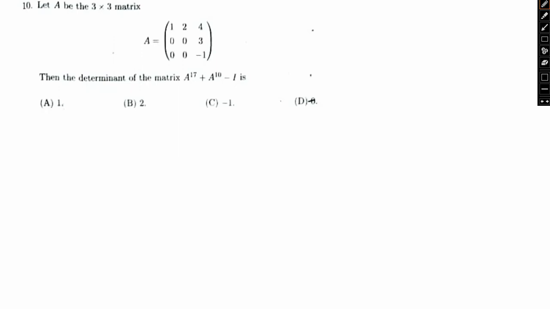So let A be a 3 by 3 matrix where A equals [1 2 4; 0 0 3; 0 0 -1]. Then the determinant of the matrix A^17 + A^10 - I is, okay.